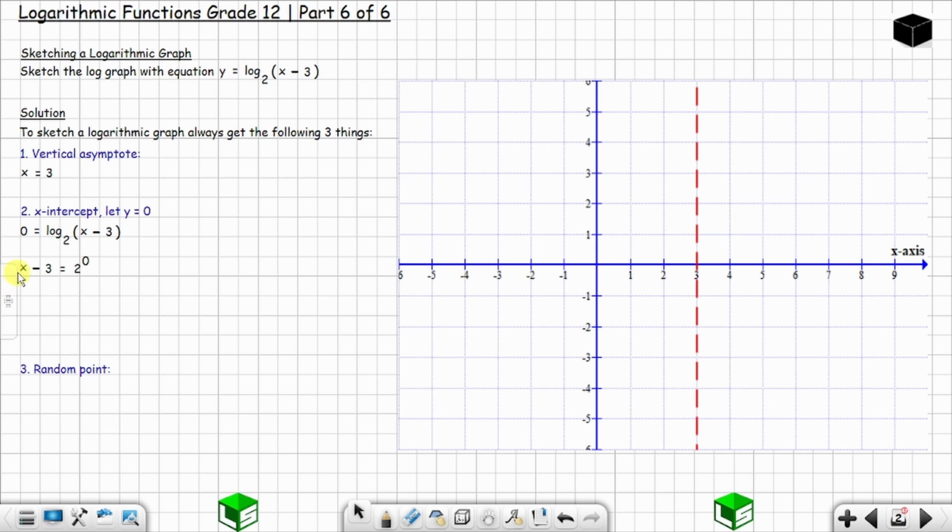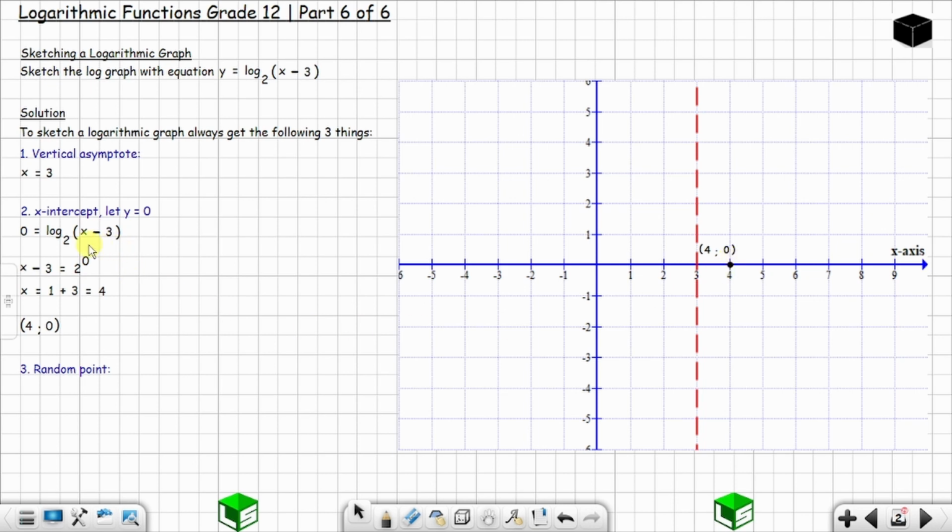Now you have x is equal to 2 to the power of 0, which is 1. You bring the negative 3 to the right, so now you have 1 plus 3, which is equal to 4. So you have your x-intercept at 4, and the coordinates are (4, 0). You can show that on the Cartesian plane. This is the point on the x-axis.